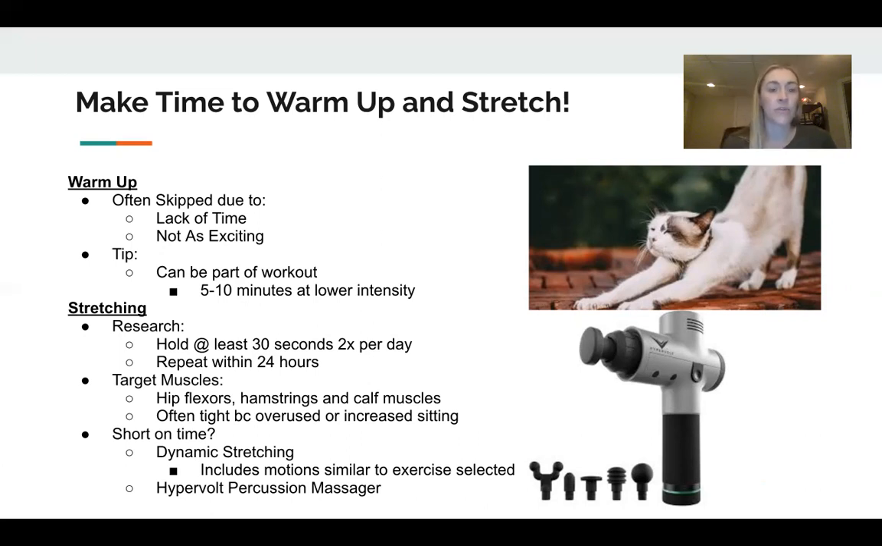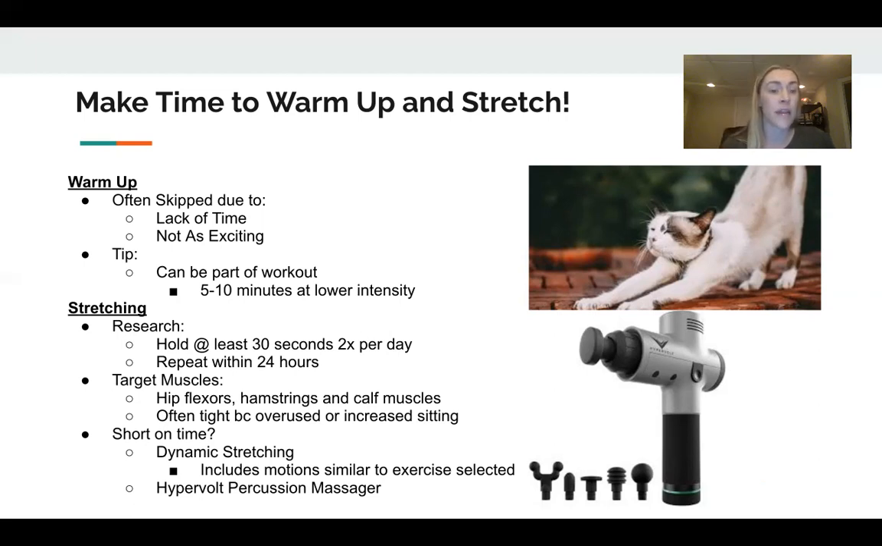And with stretching, it's research supported in terms of increased flexibility that you need to hold the stretch for at least 30 seconds, 3 sets, 2 times per day. And you have to do it at least every 24 hours. You'd want to target muscles such as the hip flexors, hamstrings, and calf muscles. Those are often tight due to overuse or increased sitting.